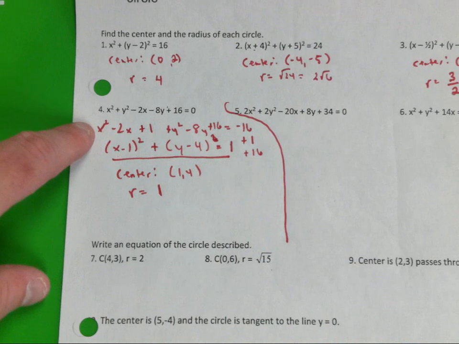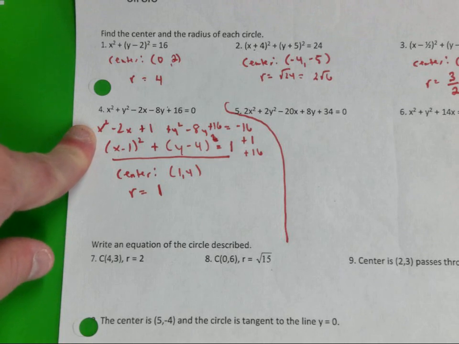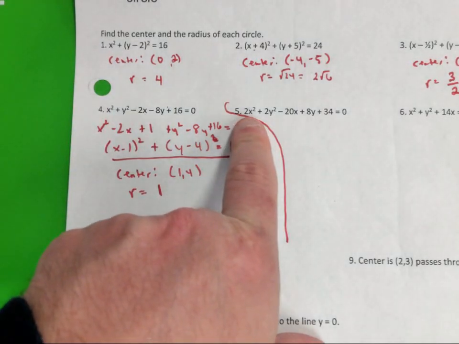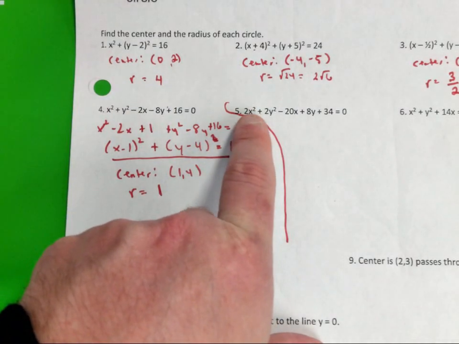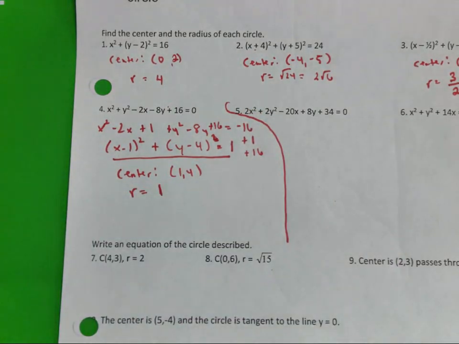Now, do you notice how this coefficient had a 1 right there? It has to have a coefficient of 1 in front of x squared and y squared to do completing the square. Like over here, do you see there's a 2 in front of x squared? You can't have that. But what do you notice? All variables can be divided by what? Can you take that 2 out? I can factor that 2 out.